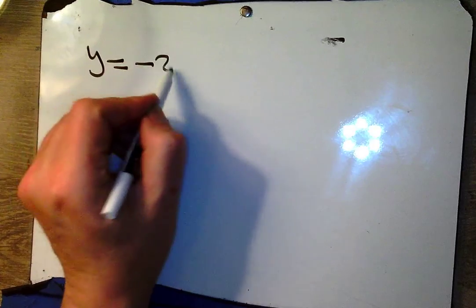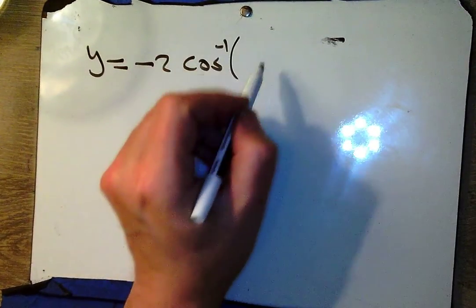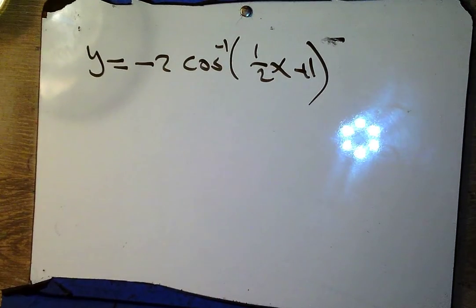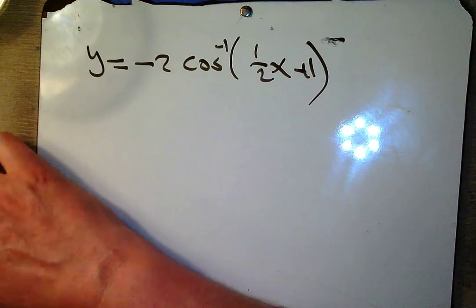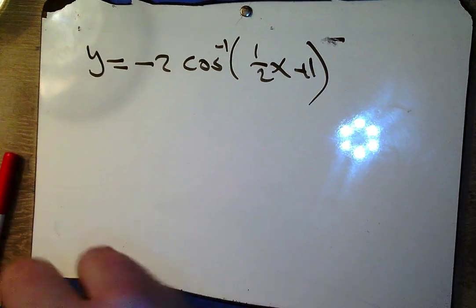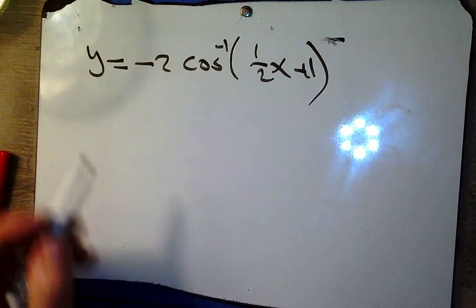How about this one? Can you graph this one for me? Y equals negative 2 cosine inverse of (1/2 x plus 1). All right. Show me what you got. Pause the video, give it a try. I look forward to checking the answer and seeing how well you did. Yes, you do need to use those reference points again.